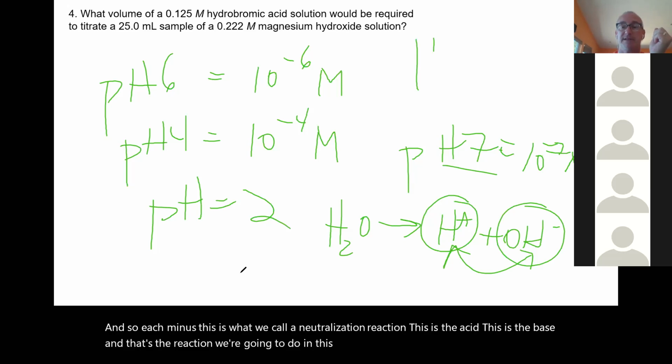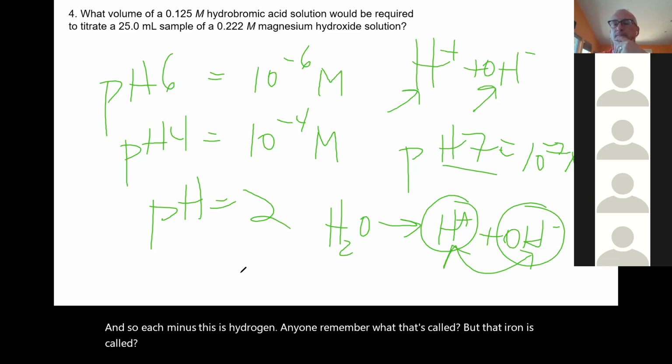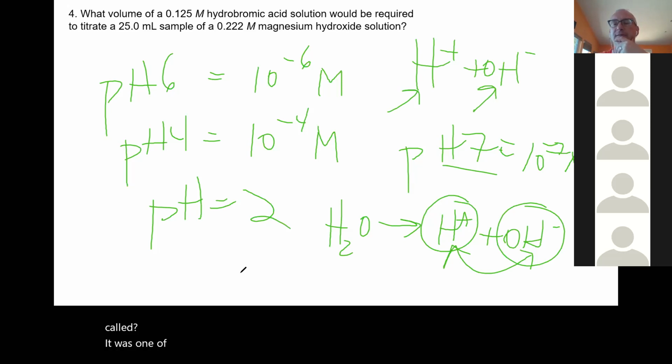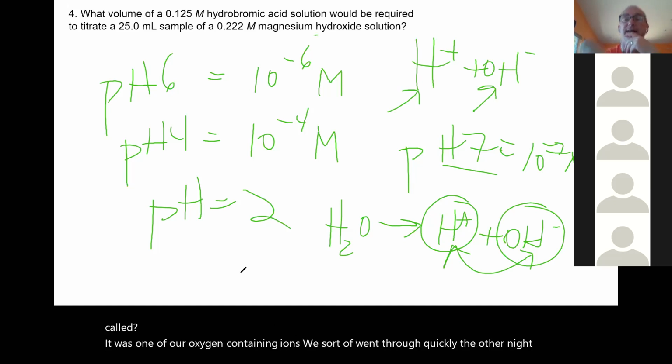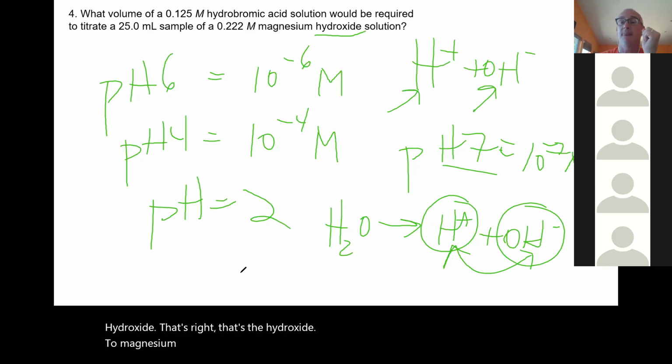So an H plus and OH minus, this is hydrogen. Anyone remember what that ion is called? It was one of our oxygen-containing ions. We sort of went through quickly the other night. Hydroxide, that's right. That's the hydroxide. So magnesium hydroxide is a base.